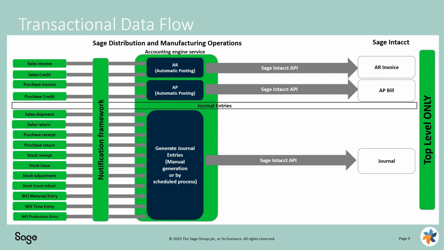All of the other transactions that you see here, so shipments, returns, inventory-based transactions is I guess what I would call them, those will generate journal entries that can either be manually pushed to Intacct or can be scheduled to push on a regular basis. And those are going to come over to Intacct as journal entries.